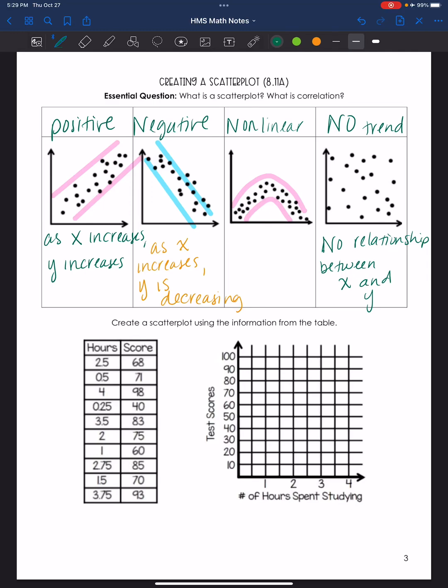We have a very short, quick, and sweet Edpuzzle for you today. We're actually going to construct a scatter plot. So we already know some things about scatter plots. We know positive, negative, nonlinear, and no trend.